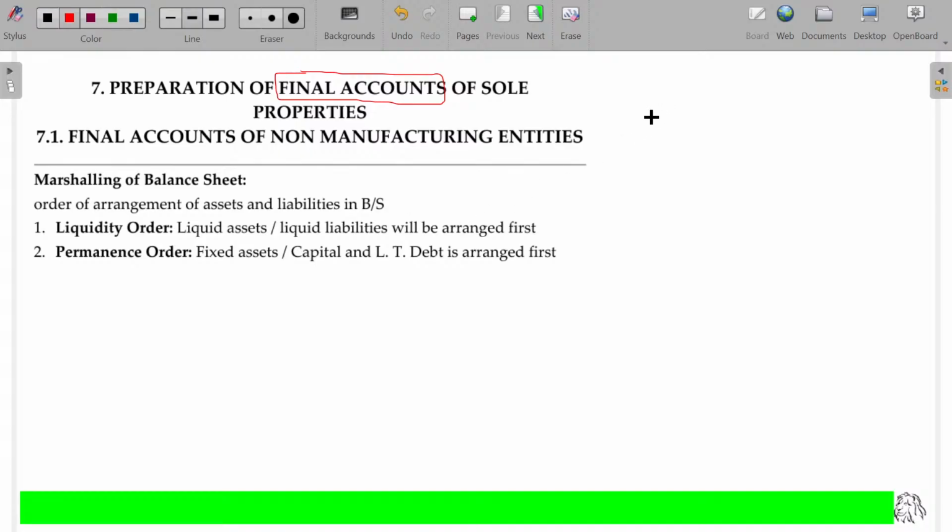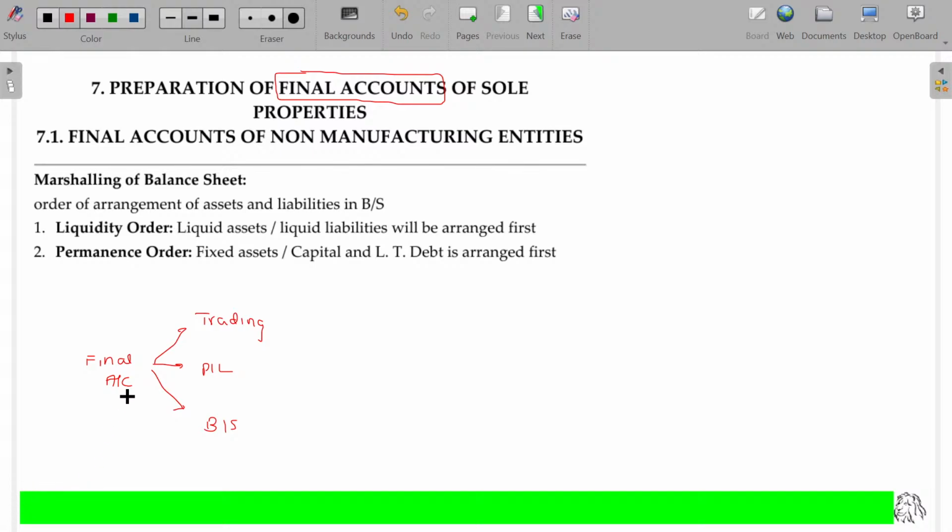Final accounts in general may have three segments: trading account, P&L account, and balance sheet. These are the three segments in general.